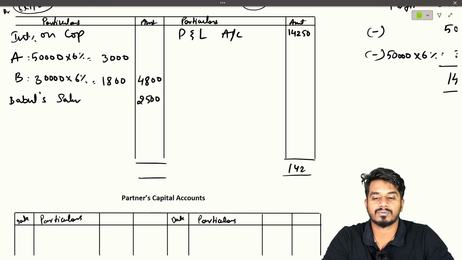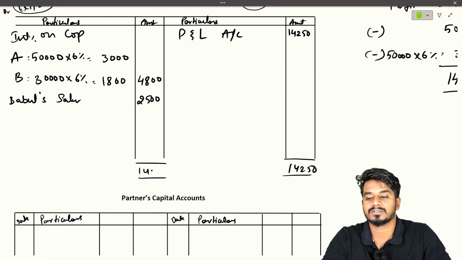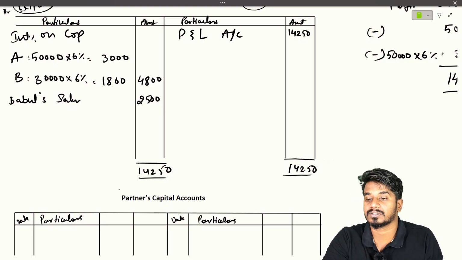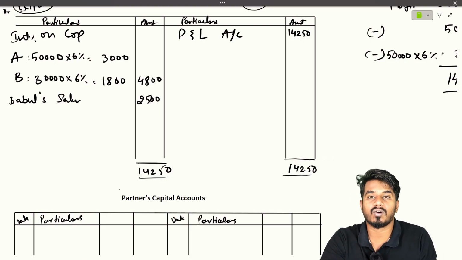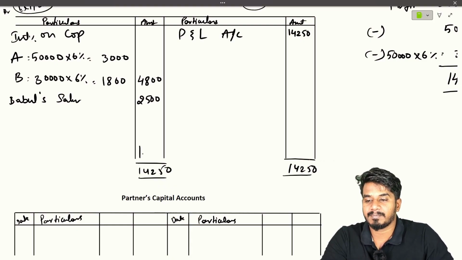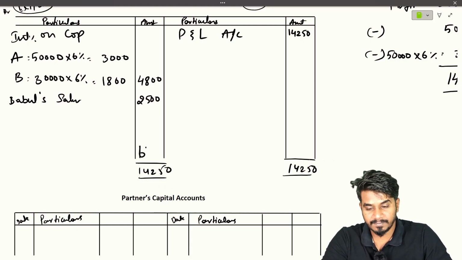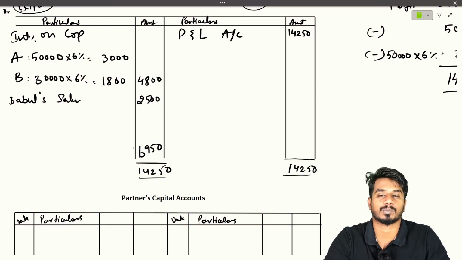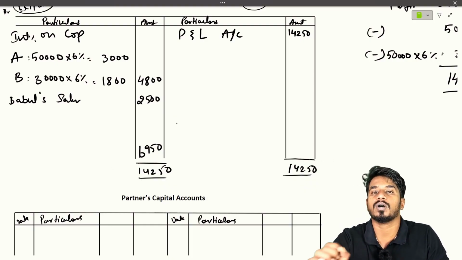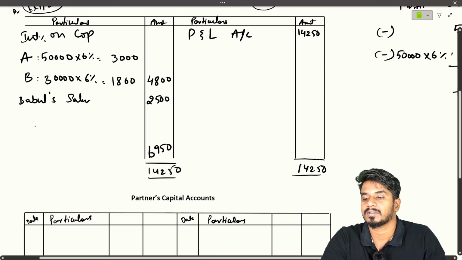So 14,250. Out of 14,250, whatever expenditure of the firm is there, we will minus it: 4,800 plus 2,500 rupees. The remaining balance is 6,950 rupees. So this 6,950 rupees we will distribute among the partners.